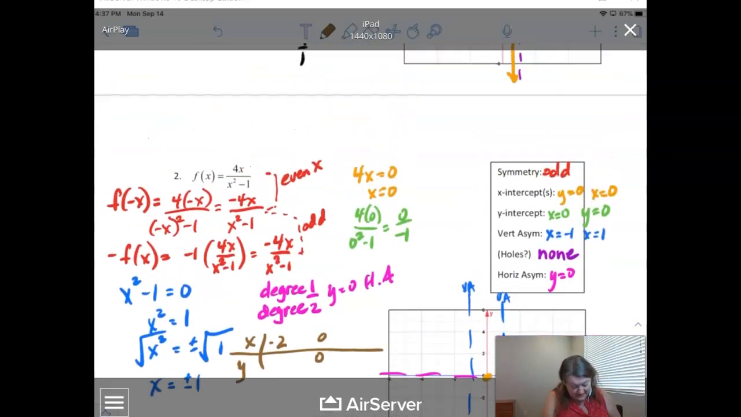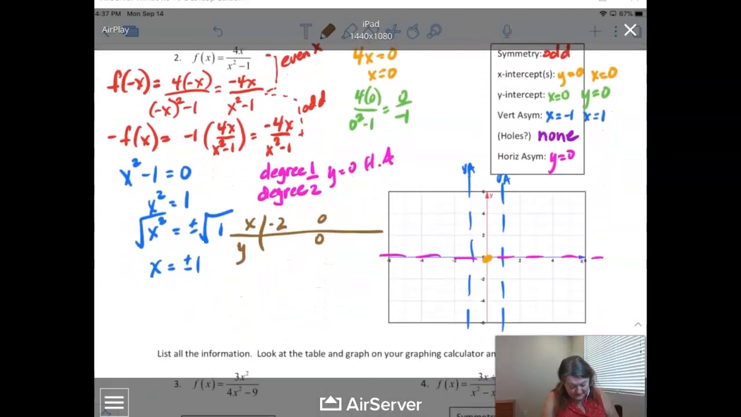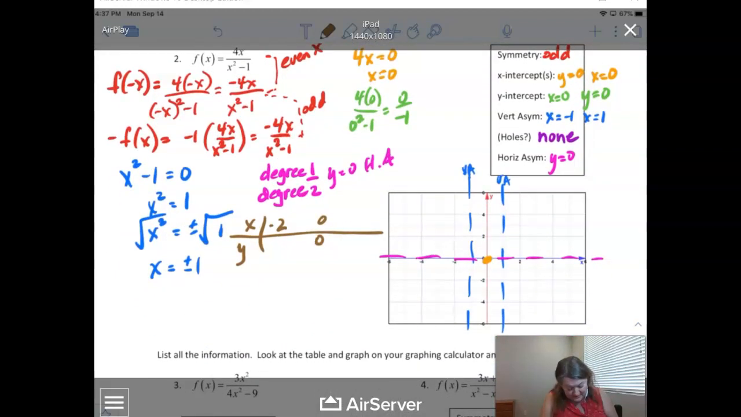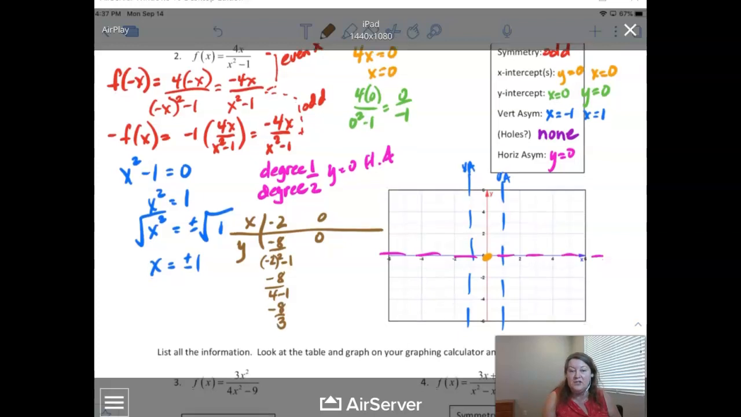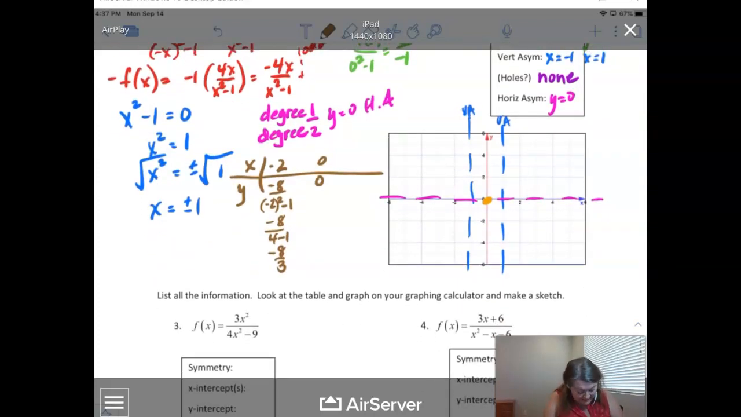So when I plug in a -2 into the top, I'm going to have -8 over -2, the quantity squared, minus 1. So that's going to be -8 over 4 minus 1, which is -8 over 3. So that's -2 and a little. So at -2, I'm going to go down 2 and a little. It's going to be right about here.